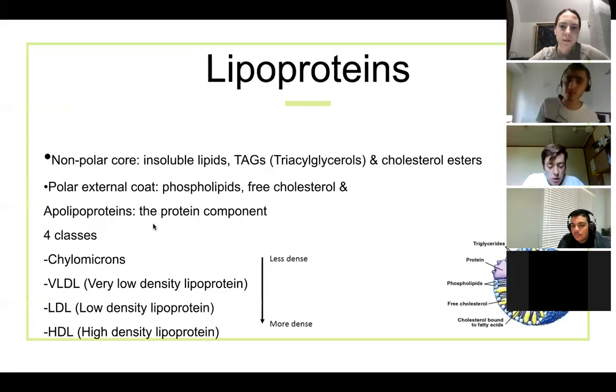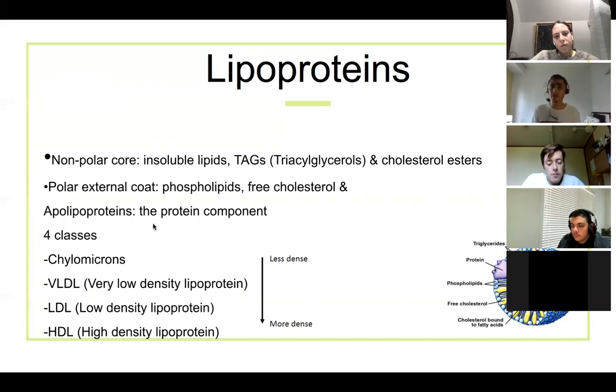Now we'll get to lipoproteins. All lipoproteins are a way for us to transport fats in the blood, because lipids don't really like water, so it's difficult to get them through the bloodstream, which is all fluid. What the body does is take lipids and cholesterol, usually triglycerides, which we also call triacylglycerols, and we'll talk about the difference later. We put them in the middle, the non-polar core, because they don't like water, and they're on the inside.